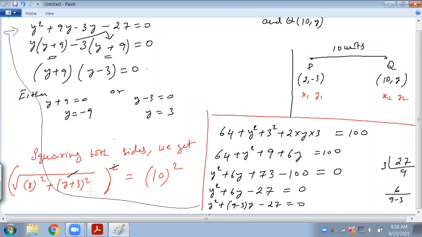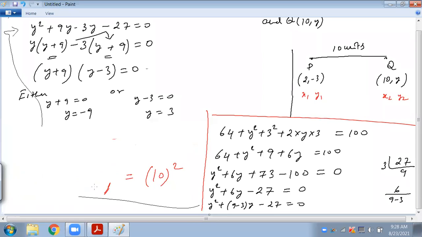Now both are possible. In coordinate geometry, a negative value is also possible. So that means we can write, therefore, the value of y is what? It asks to find the value of y, and we got y equal to minus 9 and y equal to 3, so we can write, therefore, y equal to 3 or y equal to minus 9.